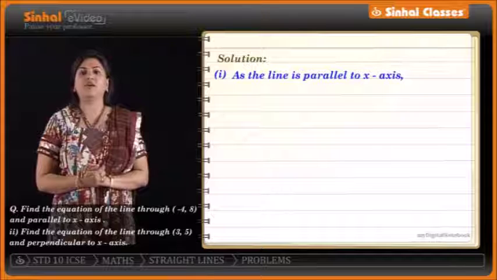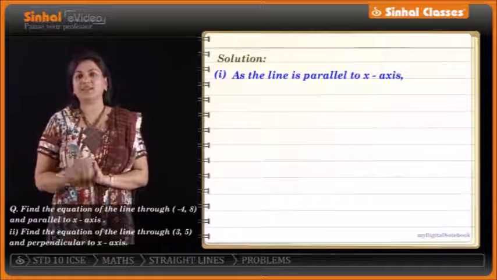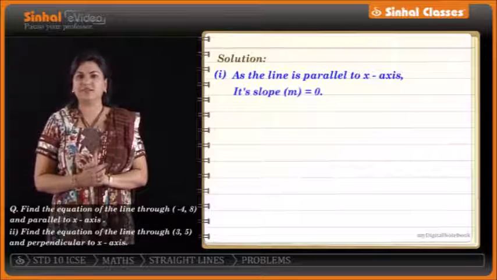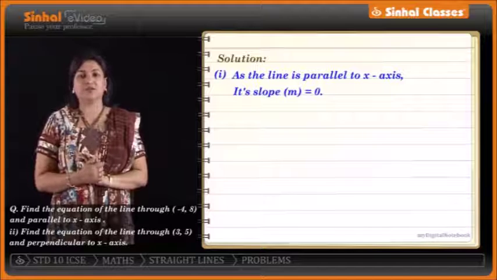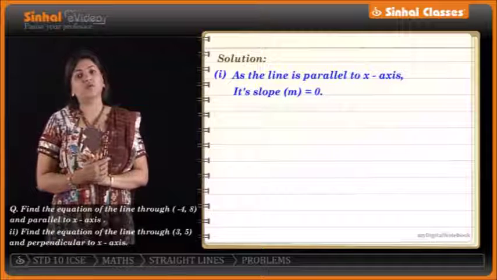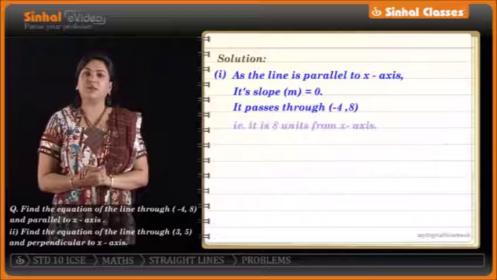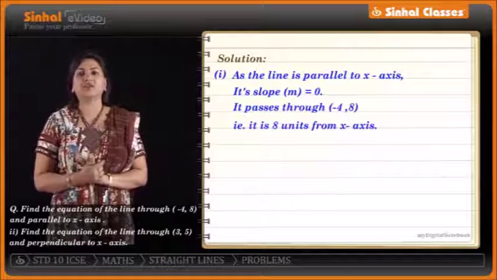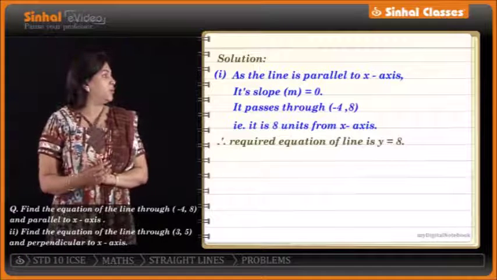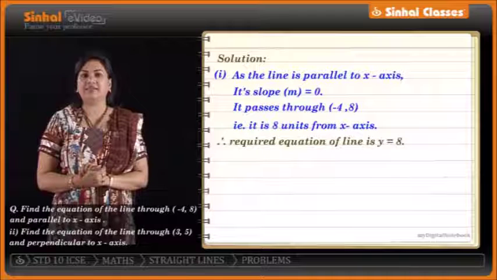What is the slope of a line parallel to the x-axis? It is 0. So we have the slope is 0 and it is passing through the point (minus 4, 8). So the equation of the required line will be y is equal to 8.